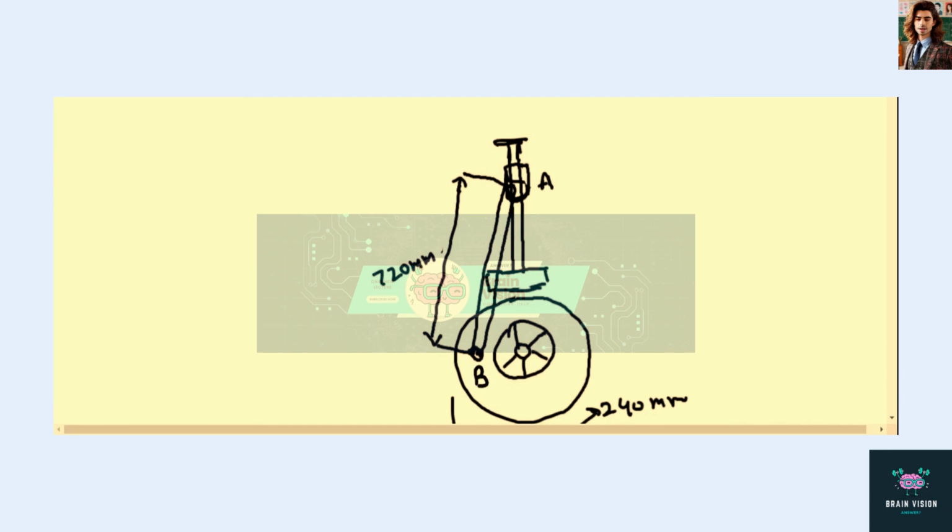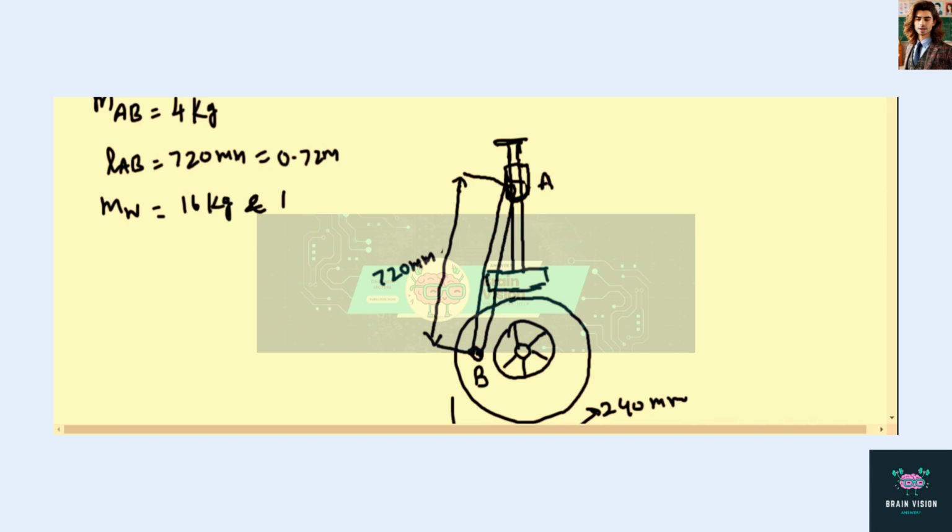Hello everyone, as shown in the figure, a 4 kg rod AB of length 720 millimeter, that is 0.72 meter, is attached to the collar having negligible mass at A and the flywheel B. The mass of the flywheel is 16 kg and its radius of gyration is 180 mm, that is 0.18 meter.